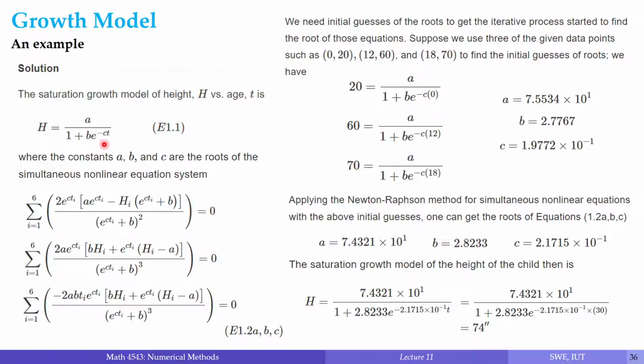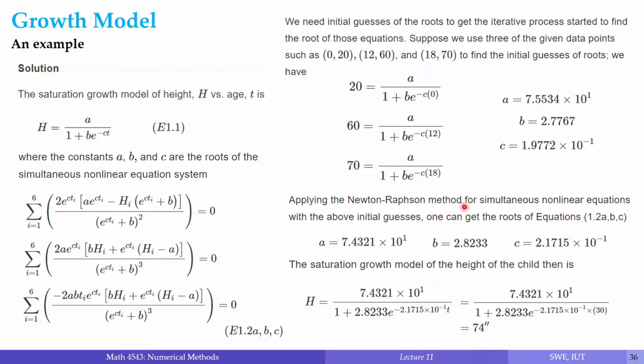Using this growth model equation, we just plug in the values of h and t. So 0, 20, 12, 60, and 1870, and we solve these three equations. There are three equations and three unknowns, a, b, and c. If we solve them, we get a equals 7.55 times 10 to the power 1, b equals 2.77 something, and c equals 1.977 something times 10 to the power minus 1. Now these three values of the respective parameters, we can take as our initial guesses. Now that we have our initial guesses, we can initiate our Newton-Raphson method.